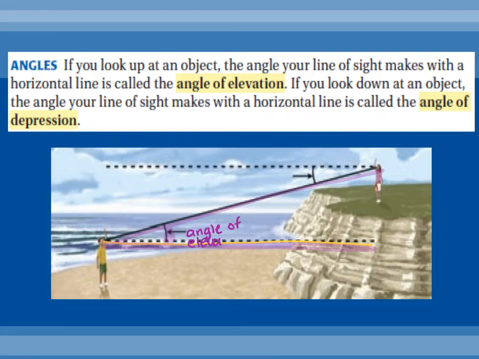If you look down at an object, then the angle your line of sight makes with the horizontal is called the angle of depression. So if she's looking back down here, then the angle of depression is going to be from her eye level down. If you think depressed is sad, you would be looking down, maybe hanging your head down. That's depressed. And then angle of elevation, elevation would be rising up. So you can think about it as looking up.